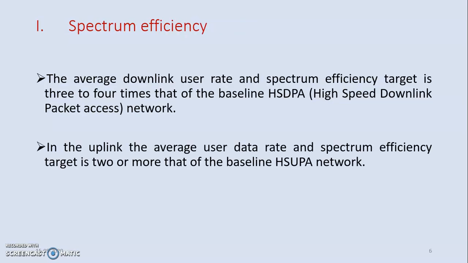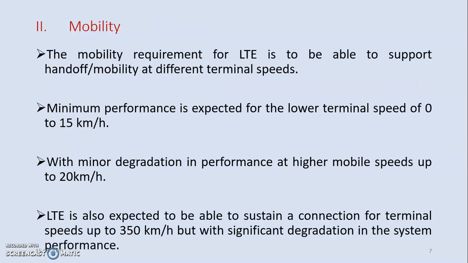Spectrum efficiency. The average downlink user rate and spectrum efficiency target is 3 to 4 times better than the previous baseline, High Speed Downlink Packet Access. In the uplink path, the spectrum efficiency is expected to be increased by 2 or more.